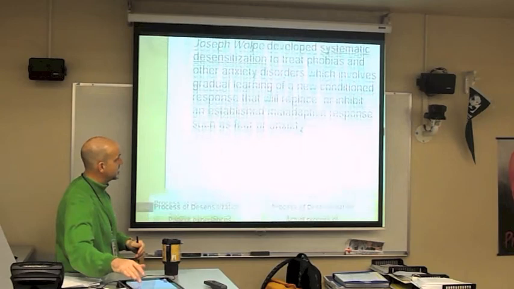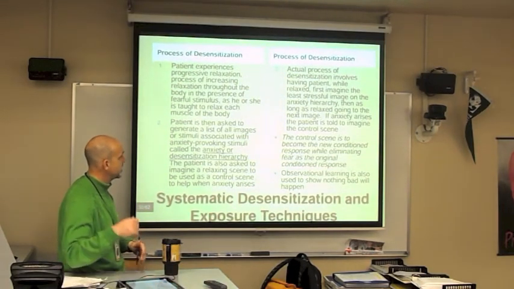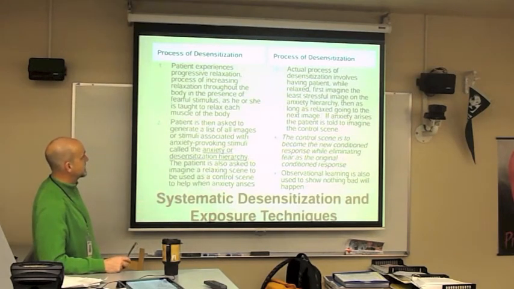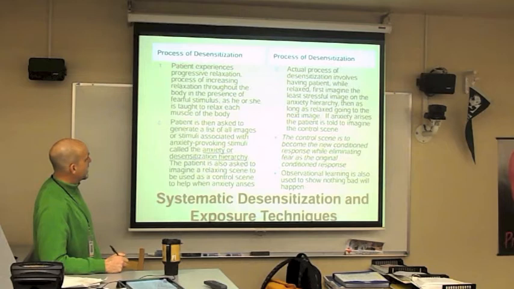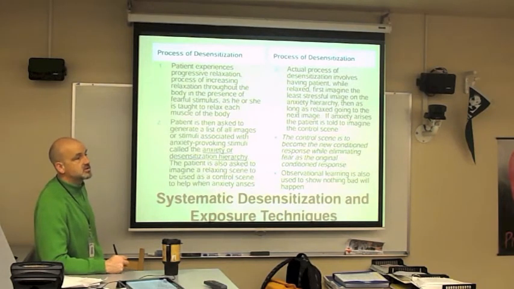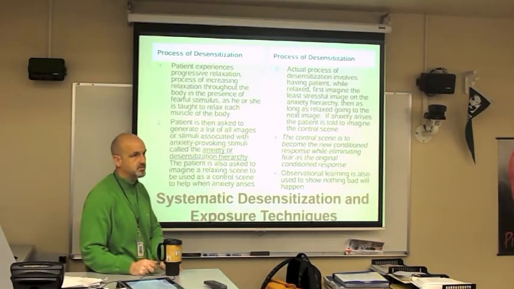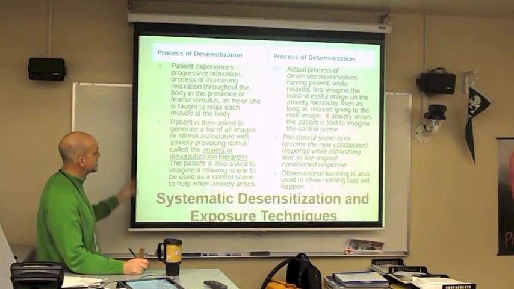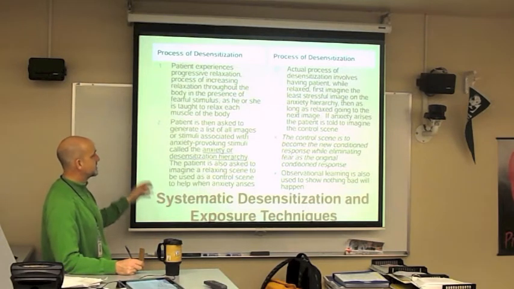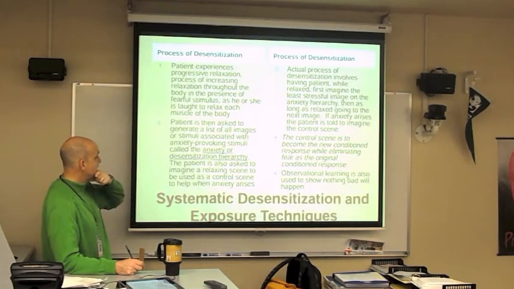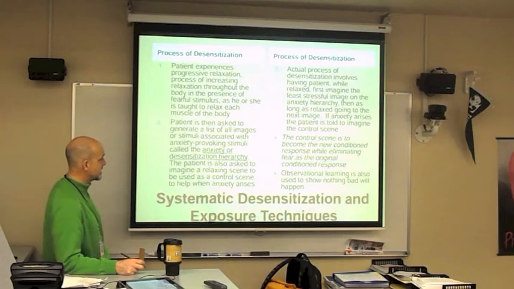Now, systematic desensitization is a process that you can see right here, nicely written out for you guys. Number one, the patient experiences progressive relaxation throughout the body in the presence of a fearful stimulus, as he or she is taught to relax each muscle of the body. So step one is they're teaching the person how to calm their body down. In other words, how to get their parasympathetic nervous system to be active. Step two, patients are then asked to generate a list of all negative things associated with whatever they're afraid of. Okay? This is called the anxiety or desensitization hierarchy.